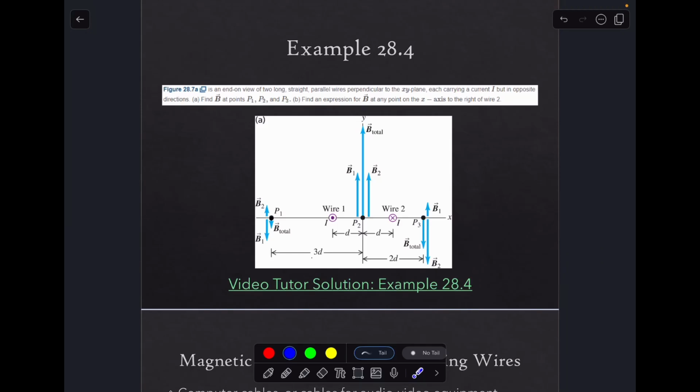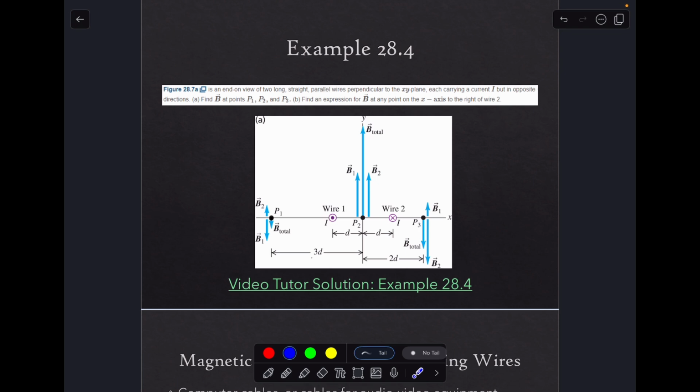So let's continue talking about sources of magnetic fields. In the last video, I said we were going to pick up on example 28.4. So we have two sources of magnetic field here, right? We have a wire pointing out of the page, current coming out of the page. We have another wire with the current pointing into the page. And the right-hand rule is going to tell us what direction the magnetic field due to those wires will be pointing at different positions around the wire. And then what we're going to do is add those two fields together to find the total magnetic field due to those two wires.